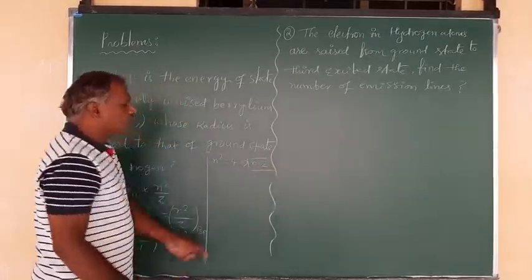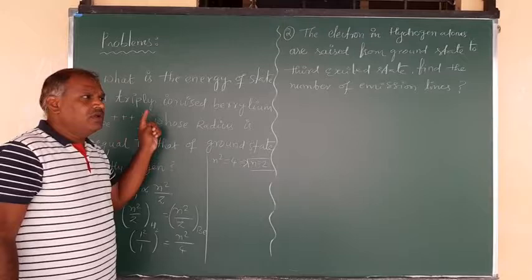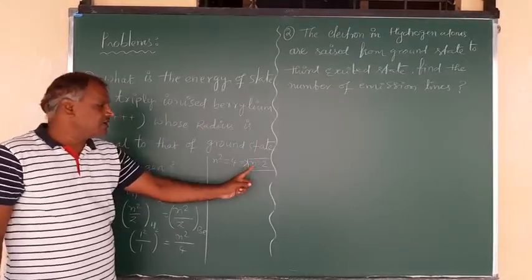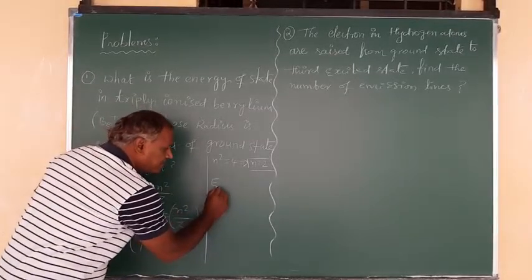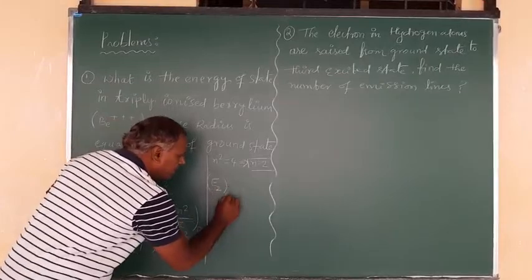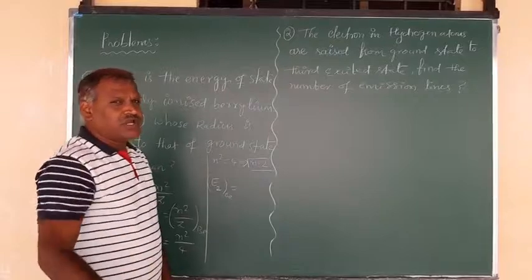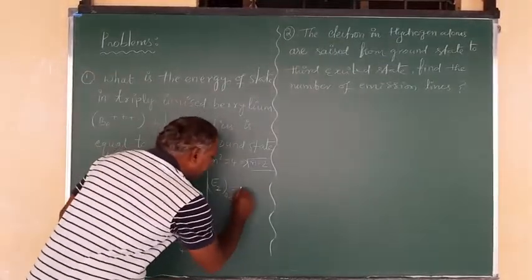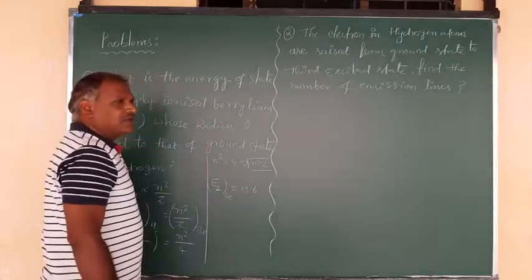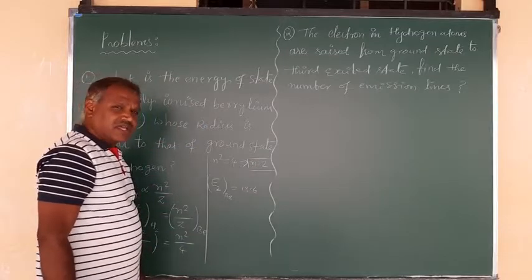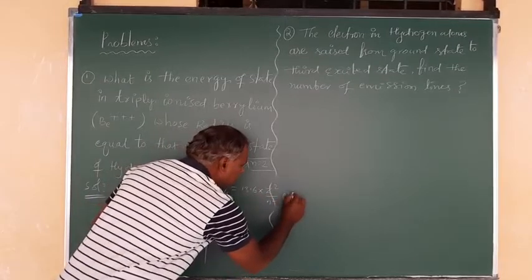That means to calculate the energy of triply ionized beryllium, the electron is located in the second orbit, n is equal to 2, right? So the energy of beryllium in the second orbit is, we know the energy equation for hydrogen-like atoms, 13.6 into z square by n square electron volts.